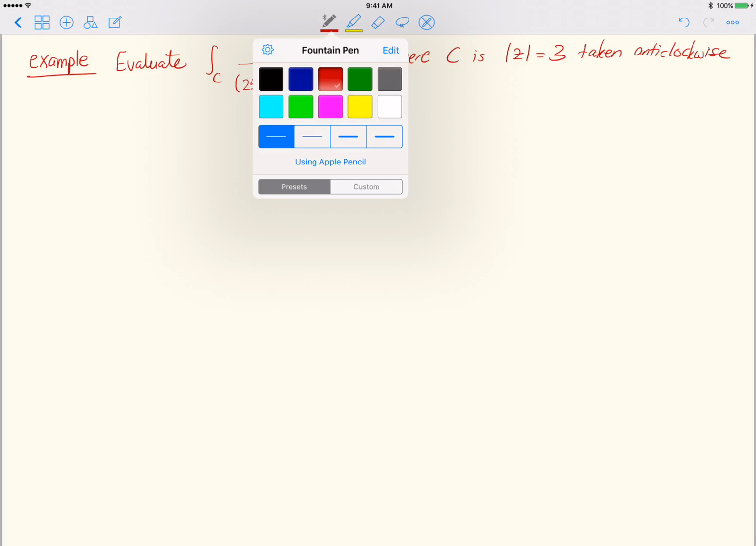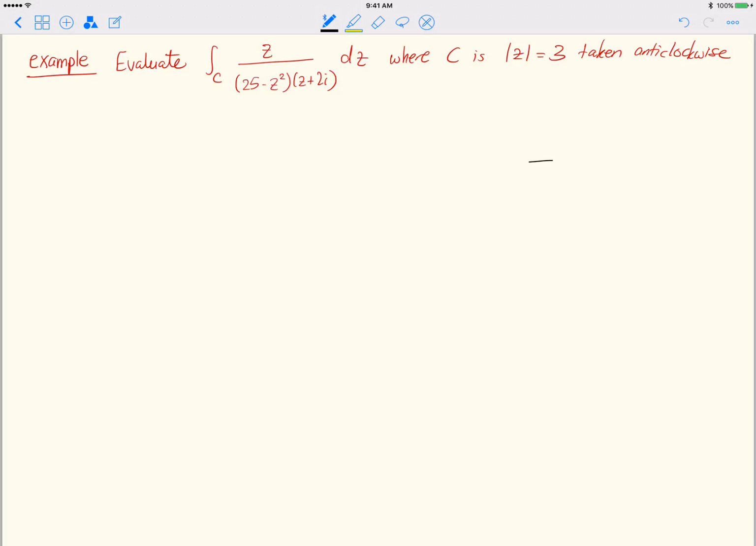Okay, so what's happening here? We've got a circle of radius 3, and you're going in the anti-clockwise direction. So how does one do this integral? Well, if you have a look at that function that we're trying to integrate, that fraction z over 25 minus z squared, z plus 2i.